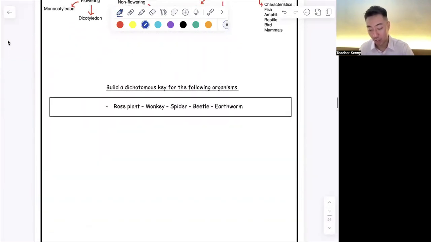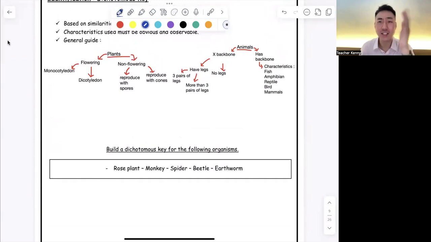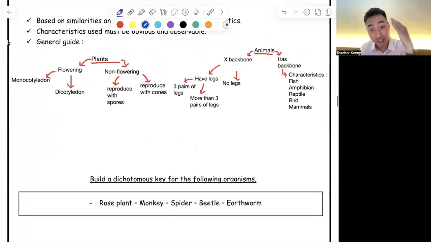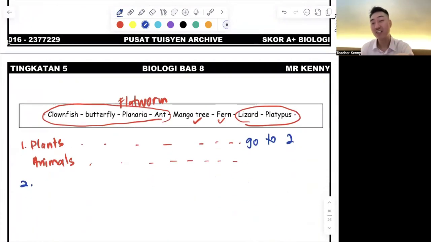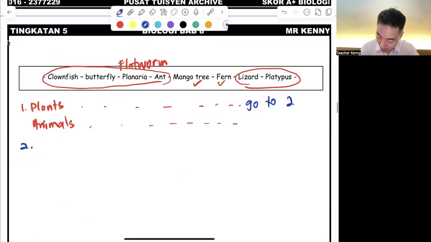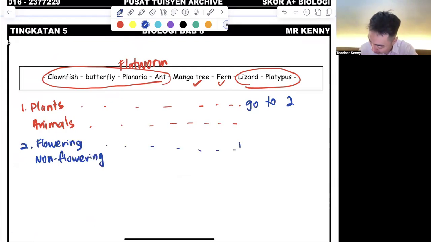So teacher, how am I supposed to look? You have to think, right? There are many ways. Another way is I give you a flow already. You look at it as a second level. You can split them based on whether they produce flowers or not. Mango trees produce flowers because they produce fruits. Fern trees do not produce flowers. So flowering, or has flowers, and then non-flowering. With this, flowering is the mango plant, and non-flowering is your fern.